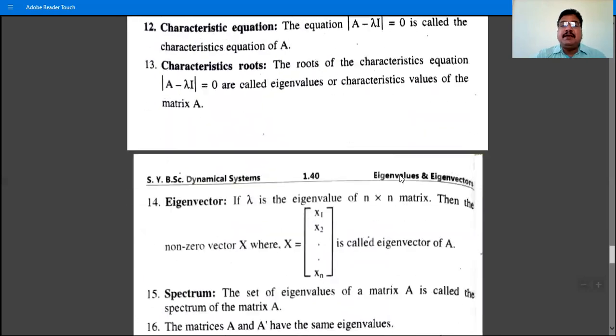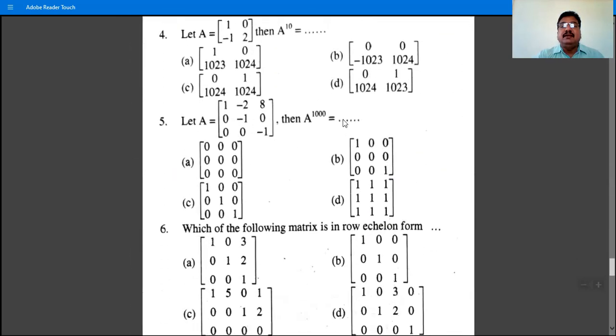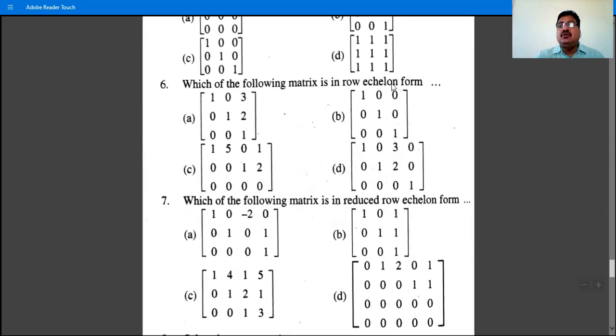Okay. So apply that procedure. D raised to 1000. Which of the following matrices is in row echelon form? Row echelon form means what? Row reduced echelon form is different and row echelon form is different. Row echelon form is also called echelon form. So the first matrix is in the echelon form.